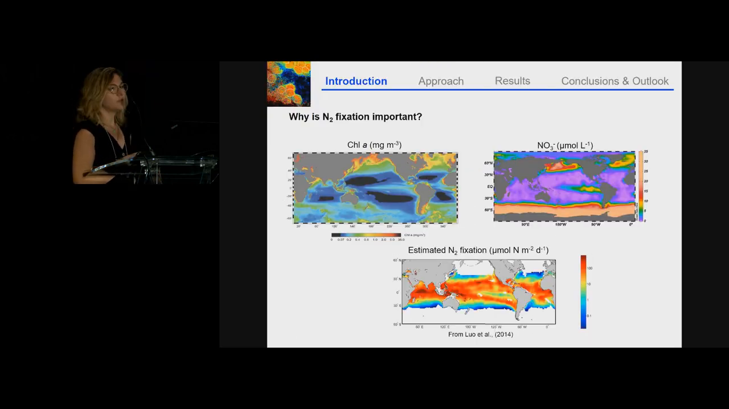Okay. So why should we care about nitrogen fixation at all? In the top left graph, you have a distribution of chlorophyll in the oceans. And as you see, in the subtropical gyres, chlorophyll concentrations are very low. And this is because there's no nitrogen available there. So this is limiting primary production. So it is in these large areas of the ocean where nitrogen fixation emerges as the main source of fixed nitrogen into the system. So that's why we care about it so much.